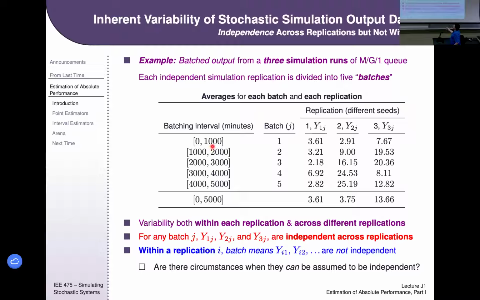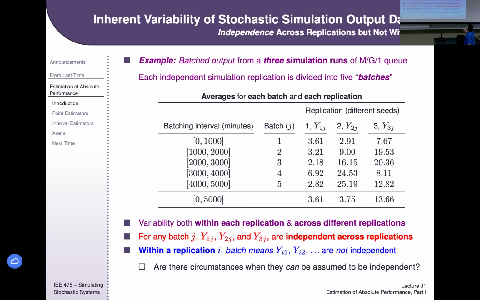There's actually 5,000 minutes of simulation data, but batch 1 is the first 1,000, the second 1,000 is batch 2, and so on. So we can now take stats on the batches. We can say, what is the average output just for this batch? And then we get 5 averages per 1 replication. We can do that across all 3 of our replications. And when we do that, we see certain things.